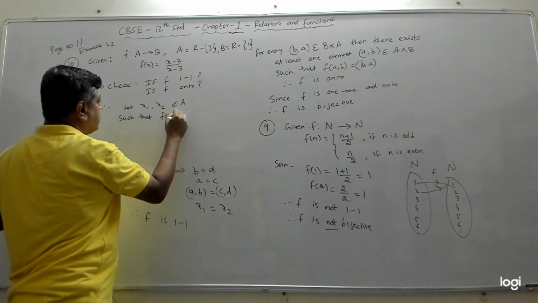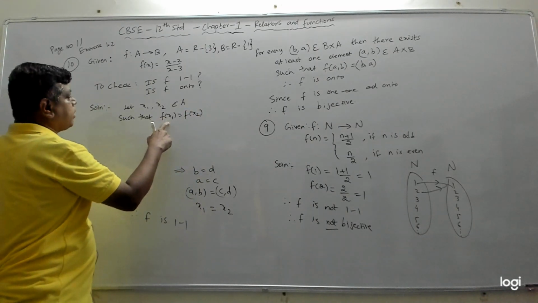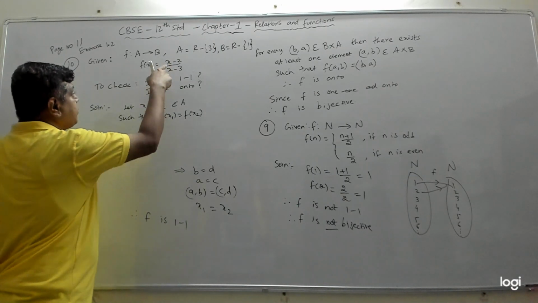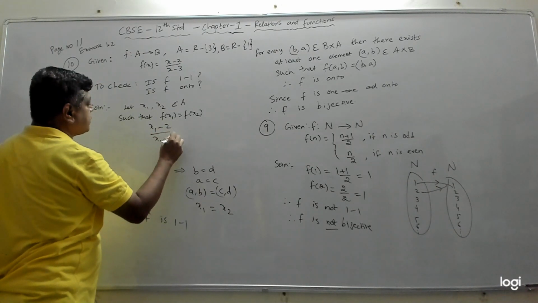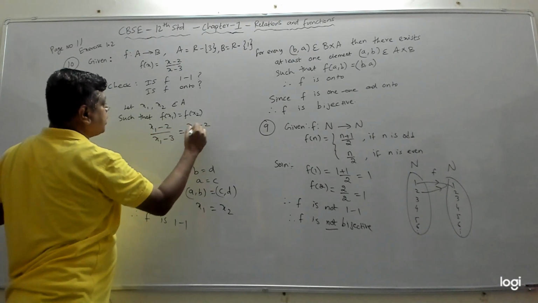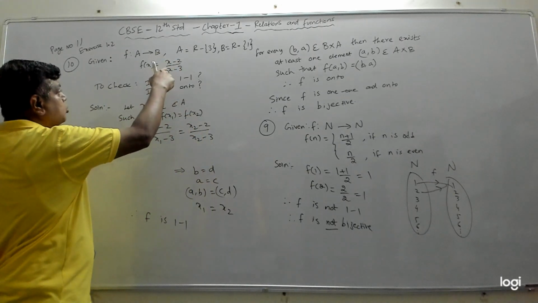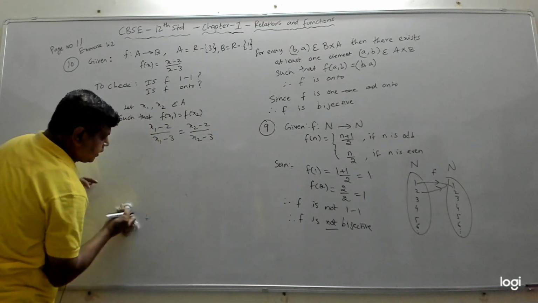f of x1 equal to f of x2. And what is f of x1? F of x is this. So f of x1 will be, wherever x is there, I have to put x1. I'll get (x1 minus 2) by (x1 minus 3) equal to (x2 minus 2) by (x2 minus 3). F of x2 is (x2 minus 2) by (x2 minus 3). Now we should check whether x1 is equal to x2.